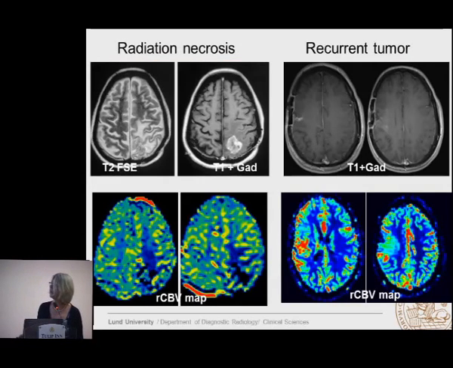Finally, one case here where you could see a similar thing: a patient with radiation necrosis, pathological contrast enhancement, T2 FLAIR signal abnormality, but when you look at the cerebral blood volume map, there is no increase, there's a decrease of the cerebral blood volume in the area of the lesion, compared to a recurrent tumor that has just a little bit of faint pathological enhancement, but if you look at the perfusion map, it's significantly elevated cerebral blood volume, indicating a recurrent tumor of quite high vascularity.